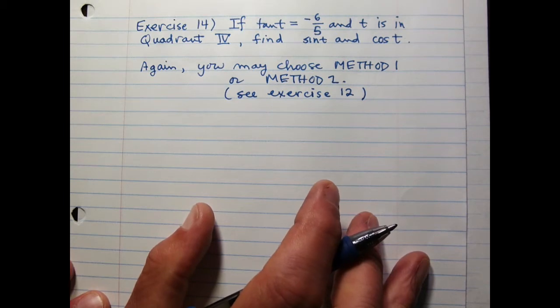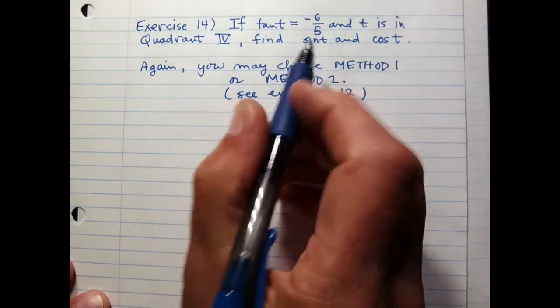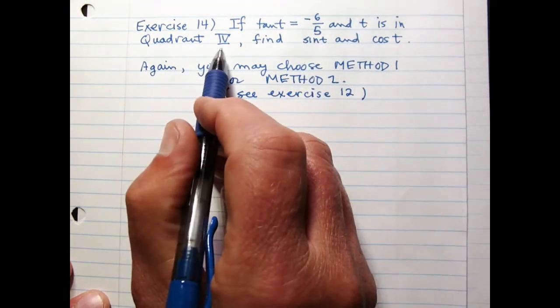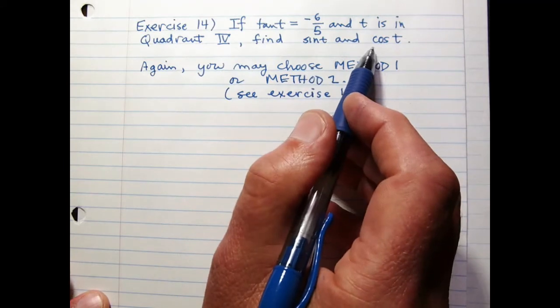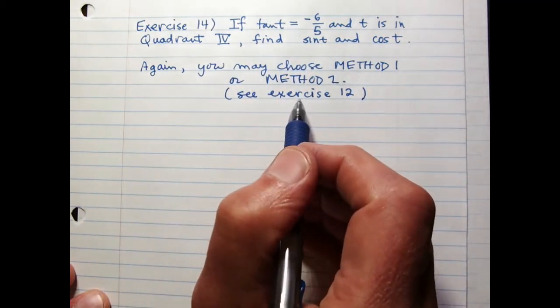Here's another problem, exercise 14. If tangent t equals -6/5 and t is in quadrant 4, find sine t and cosine t. And again, you may choose method 1 or method 2.